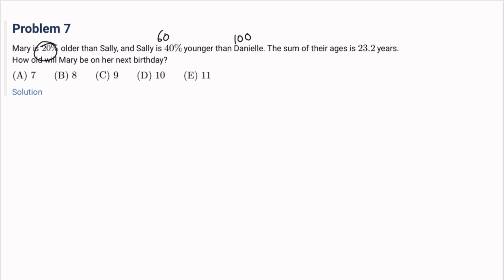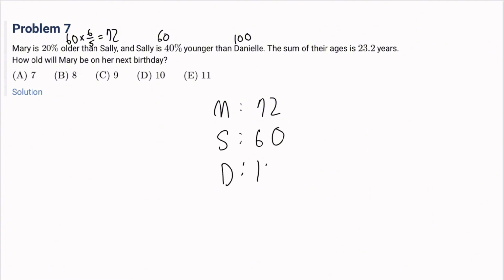And then Mary is 20% older than Sally, so this is 60 times 6 over 5. So this is going to be 72, right? So Mary's going to be 72 years old, and Sally's going to be 60 years old, and Danielle's going to be 100 years old, right? And so if we sum their ages, that's going to be 232, right?